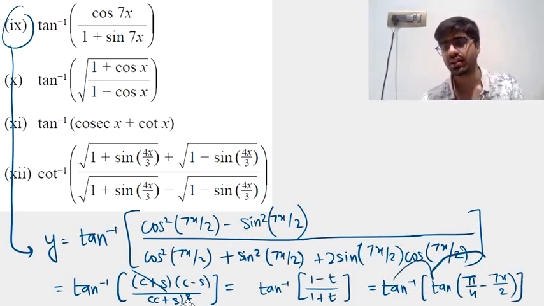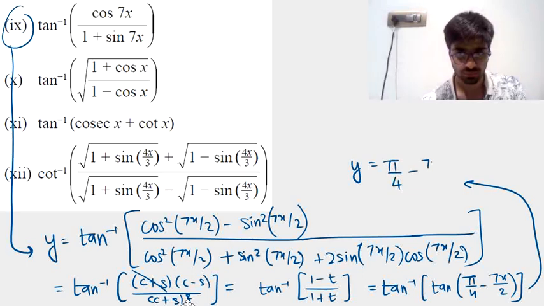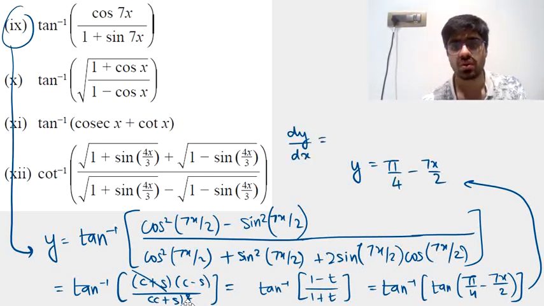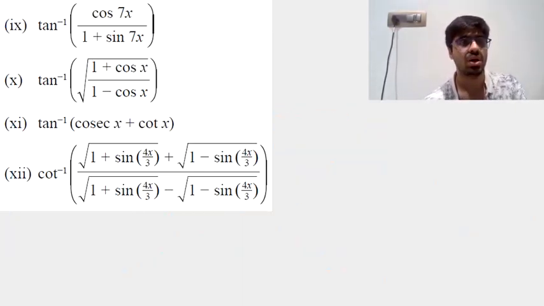Tan inverse of tan gets cancelled and you are left with pi by 4 minus 7x by 2, and that is the final expression of y. So final dy by dx becomes 0 minus 7 by 2. So dy by dx is minus 7 by 2, and that's the solution for your 9th question. We continue now with our 10th question.